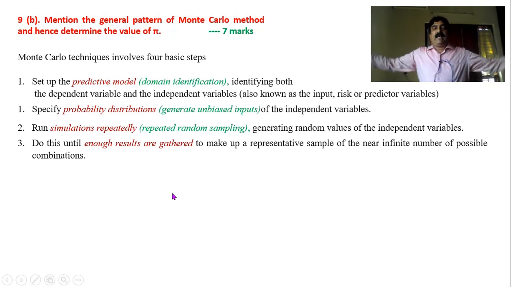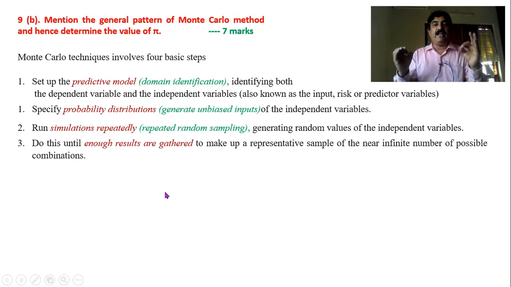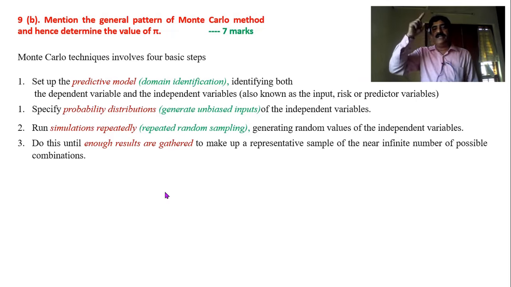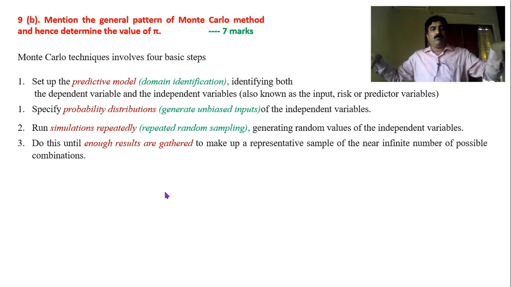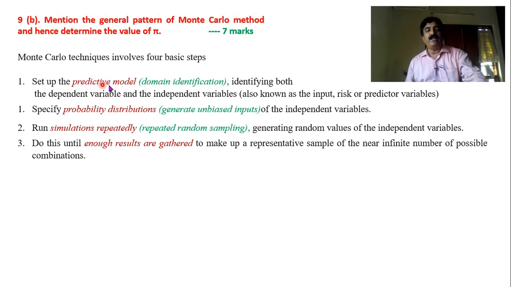You want to find the average height of human beings in India. Okay, how to find the average height? The best, accurate method is to find out the height of each and every person in this country and divide it by the total number, and you get the answer. But is it practically possible? No, it is impossible. Then what to do? So first you identify the domains, identify the places, selecting some states from south, some from north, east, west, like that. That is what is called setting up the predictive model.